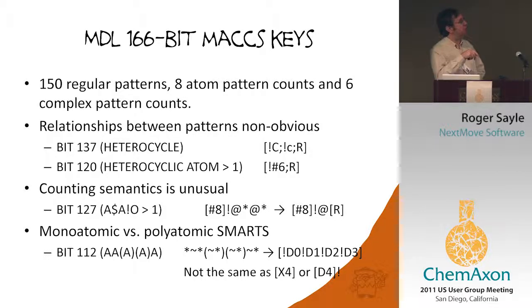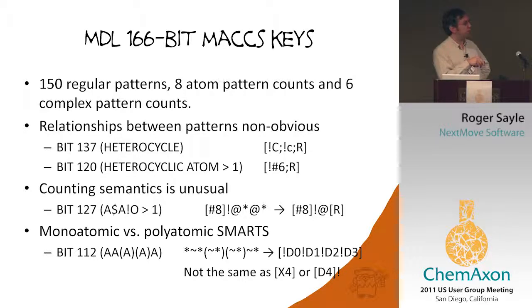It turns out there are 150 regular patterns, 8 atom pattern counts, and 6 complex pattern counts. When you process and go through them, relationships between patterns can be non-obvious. So in the RDKit provided SMARTS, the pattern for heterocycle is this pattern. Bit 120, which is more than one heterocyclic atom, is that. And of course, very few people, essentially without processing, should think that those two are identical. It's not trivial. Counting semantics can be unusual.